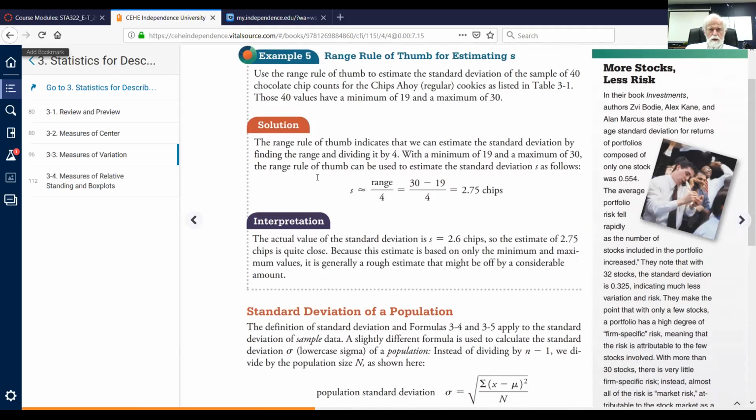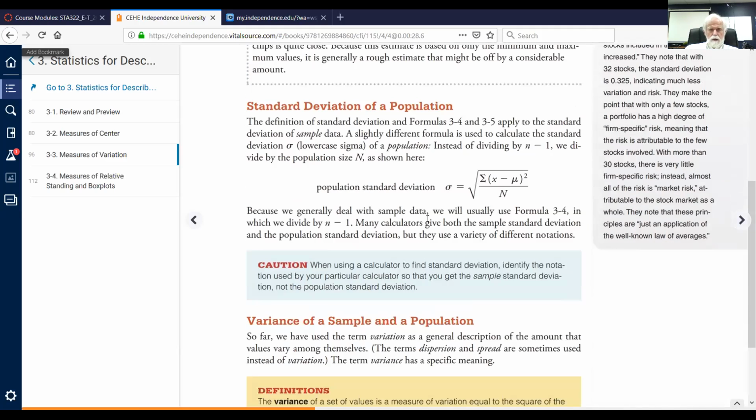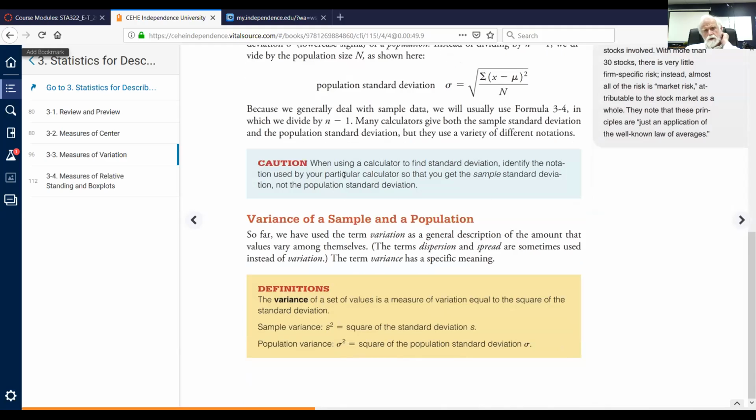Again, using this estimation, as I said, the estimation of the standard deviation is 2.75 if we use the range. It's quite close, but it's only based on the minimum and maximum value. So it's a rough estimate that could be off by an amount. If we're looking at a population, we use slightly different notation, but we divide by n, because when using the entire population, we have reduced the bias that comes from using only a sample.